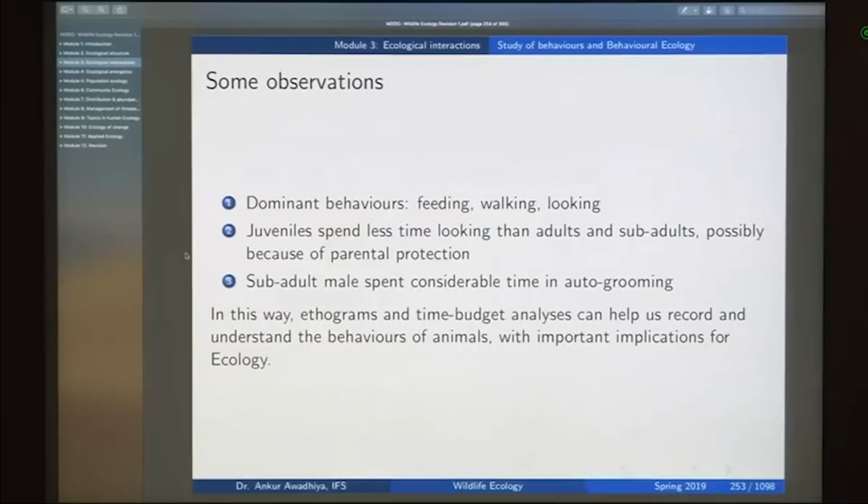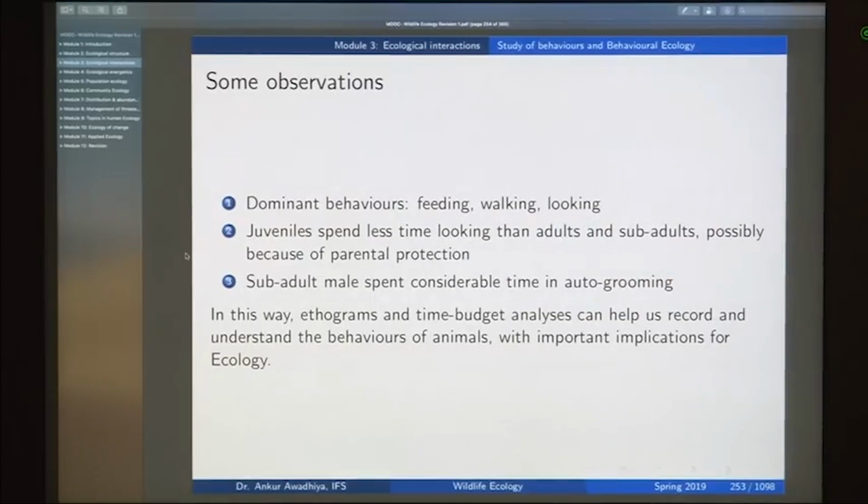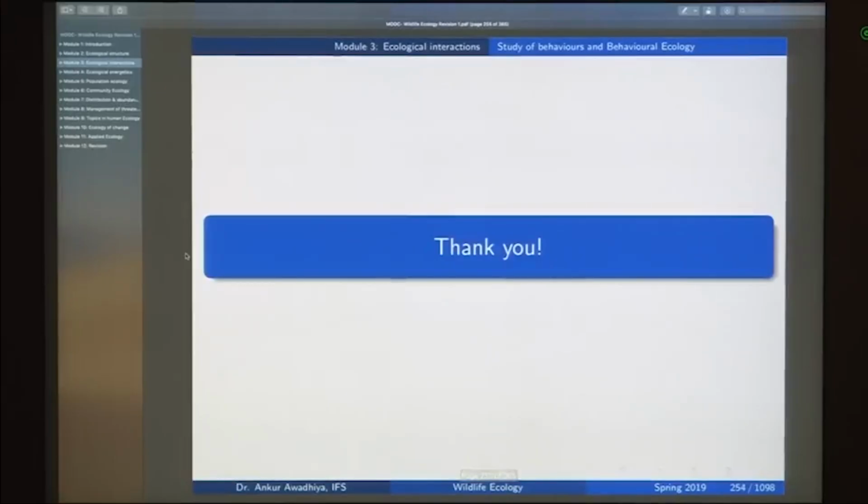So, it is possible that you are having some amount of parental protection or some amount of protection that is being afforded by the group, because of which the juveniles have to spend less time looking out for the predators. Then you have sub-adult males who spend considerable time in auto grooming. So, probably they are trying to establish themselves for the next phase of life. So, in this way ethograms and time budget analysis can help us record and understand the behaviors, which has very important implications for ecology.